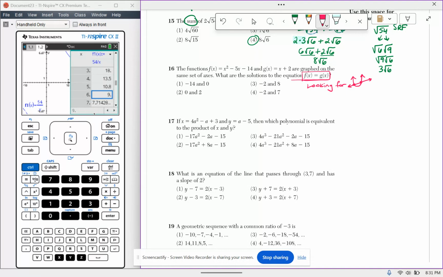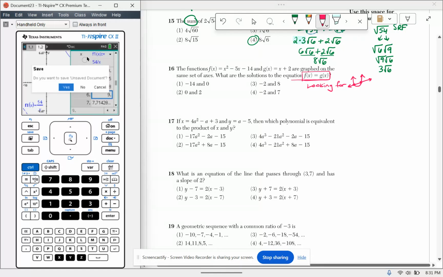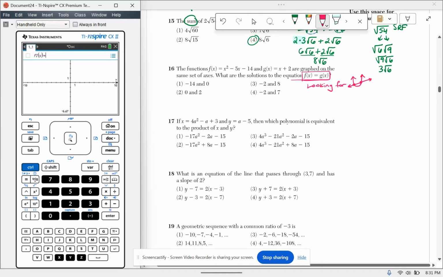The easiest way to figure this out is to graph them both on the same set of axes. So let's do that in our graphing calculator. First, you're going to type in the quadratic, x squared minus 5x minus 14. Then you're going to type in the linear function. The way you put 2 of the same graph on here, you hit tab. And then I have x plus 2. And now let's find where they cross.